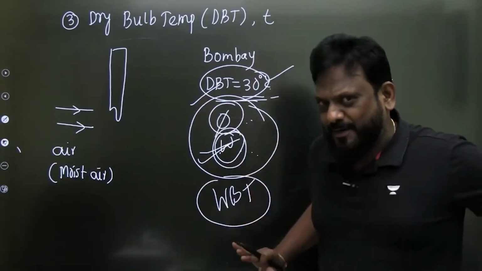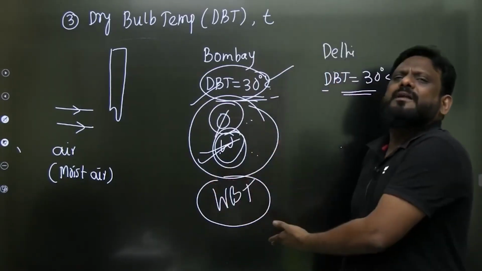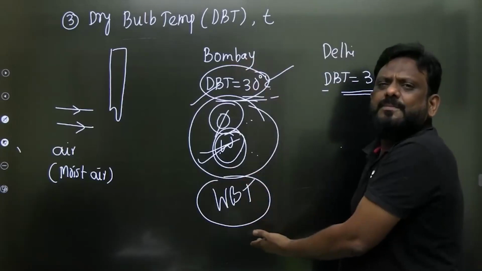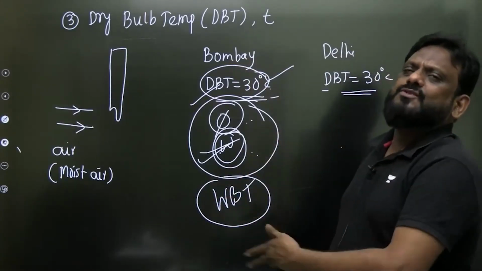Right now we don't know what wet bulb temperature is, but it is easy. This is also a thermometer. Like dry bulb temperature, it is also measured by a thermometer. It is very easy to measure. Once that is known, everything is known.